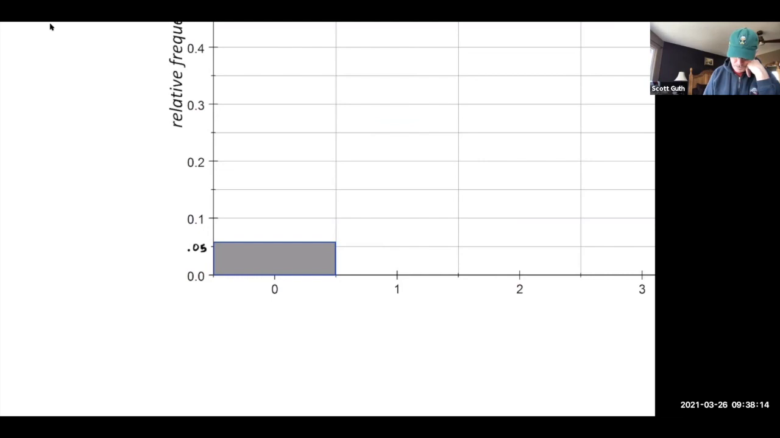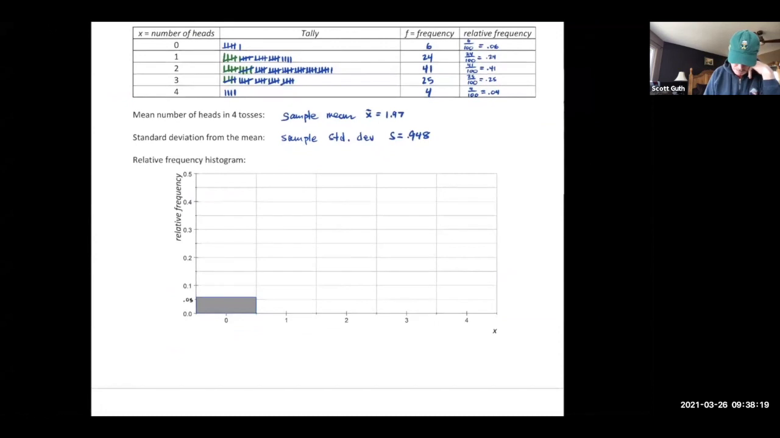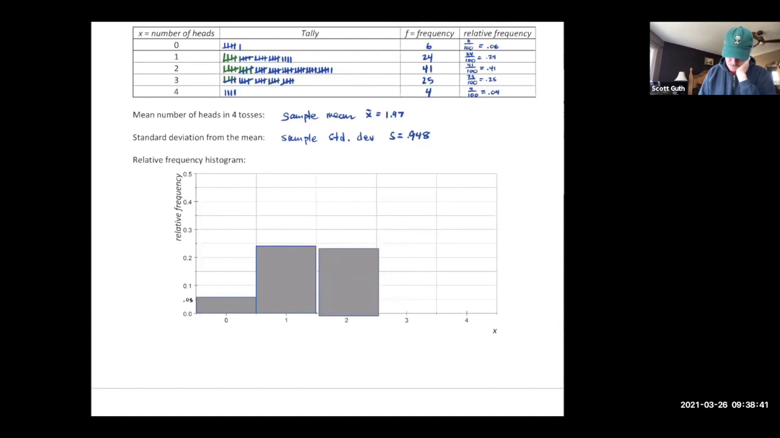Like that. And then the next one is 0.24. So I'm just going to copy that and paste it up to the right height. So this 0.25 is right on the line, just go a little below the line. Okay, next one has a height of 0.41, so just a little above 0.4, like that maybe.